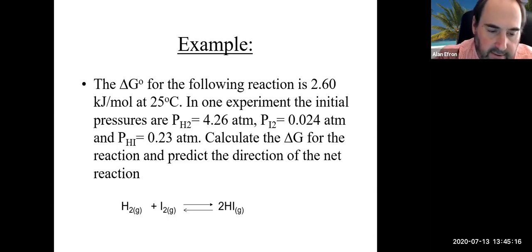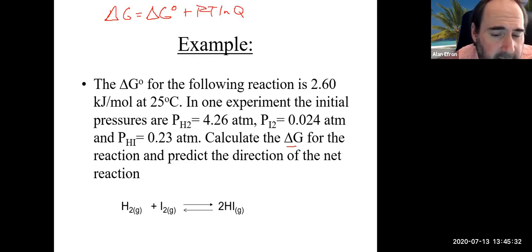Okay, so let's see how we're doing. Here we're given the delta G naught, but we're actually looking for the delta G. That should be a big hint that you need to use the formula we saw earlier, RT natural log of Q. The other big hint is we have all these partial pressures given to us, which is what the Q is for. You could also have some type of concentrations given to you.